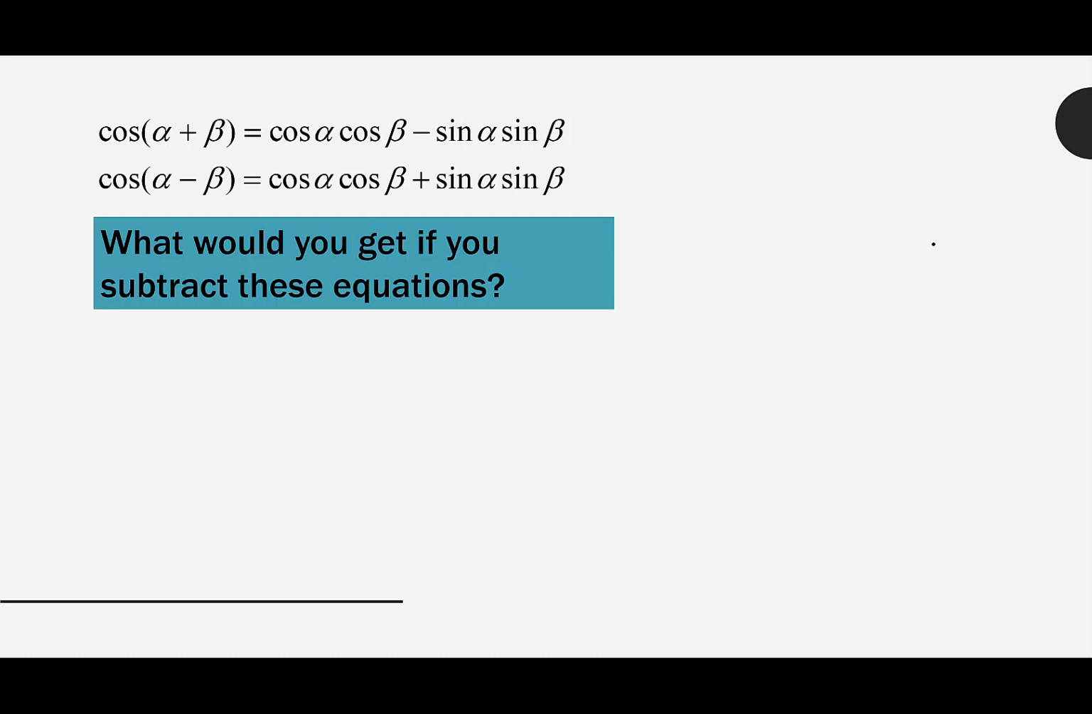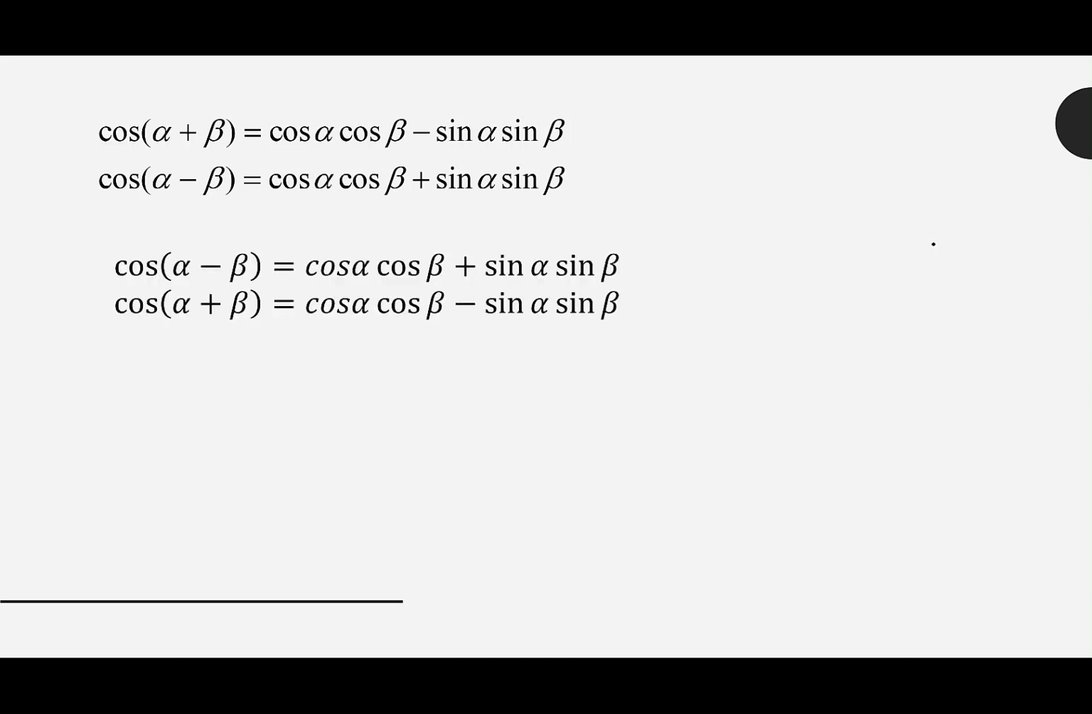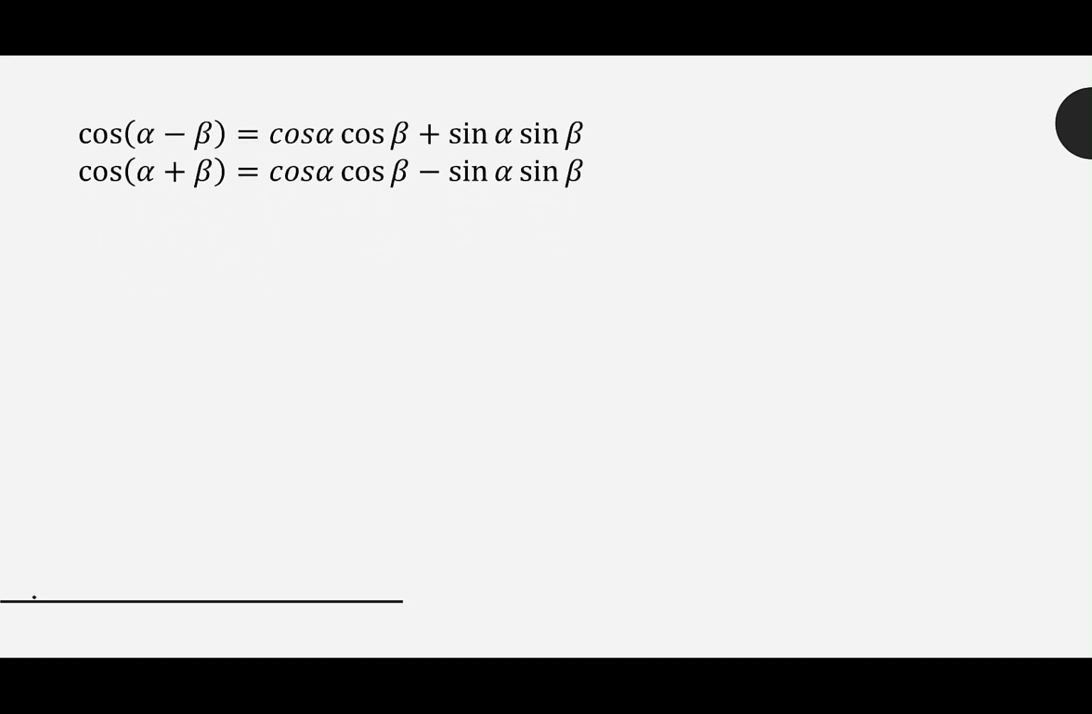Let's keep these two formulas, and this time, instead of adding, we're going to subtract the equations. Before we subtract, I'm going to switch the order of the equations just to make things easier. So I'll put the cosine of alpha minus beta as my first equation. When we subtract, we can think of taking each of the terms in our second equation and just making them the opposite sign. So I'll have a negative cosine, cosine, and then a positive sine. When I put those together, I have cosine of alpha minus beta minus cosine of alpha plus beta.